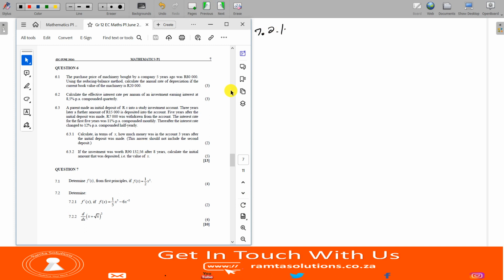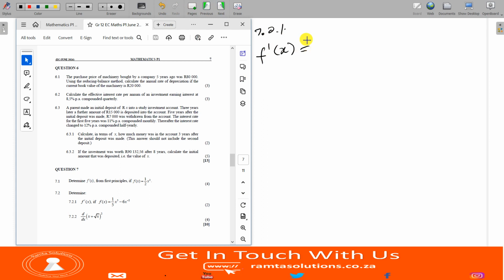Now 7.2.1, we are looking for f prime of x. We don't even have to write it down, and we don't have to simplify it. We're done. So I can simply say f prime of x is what I am going to do here.